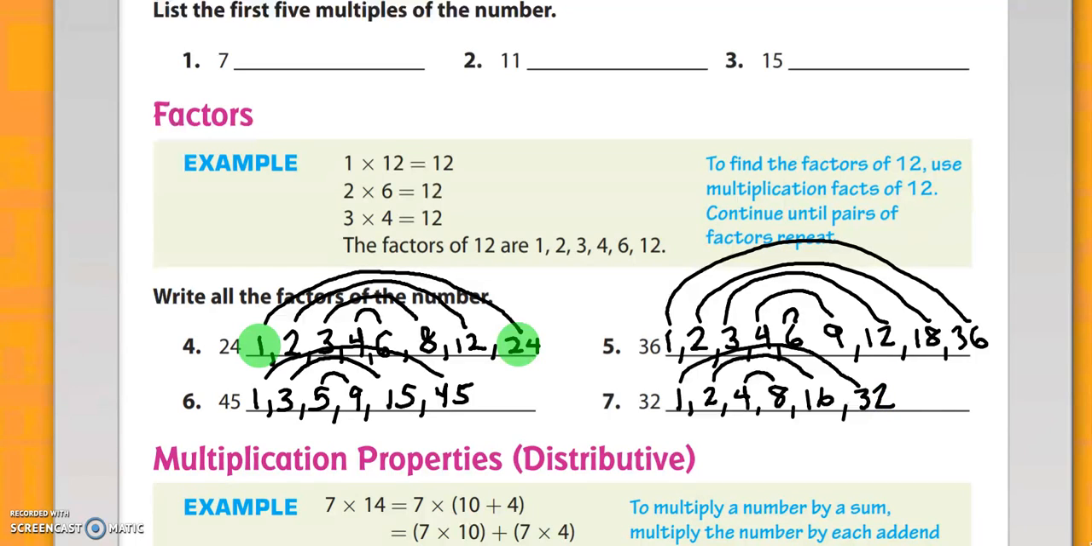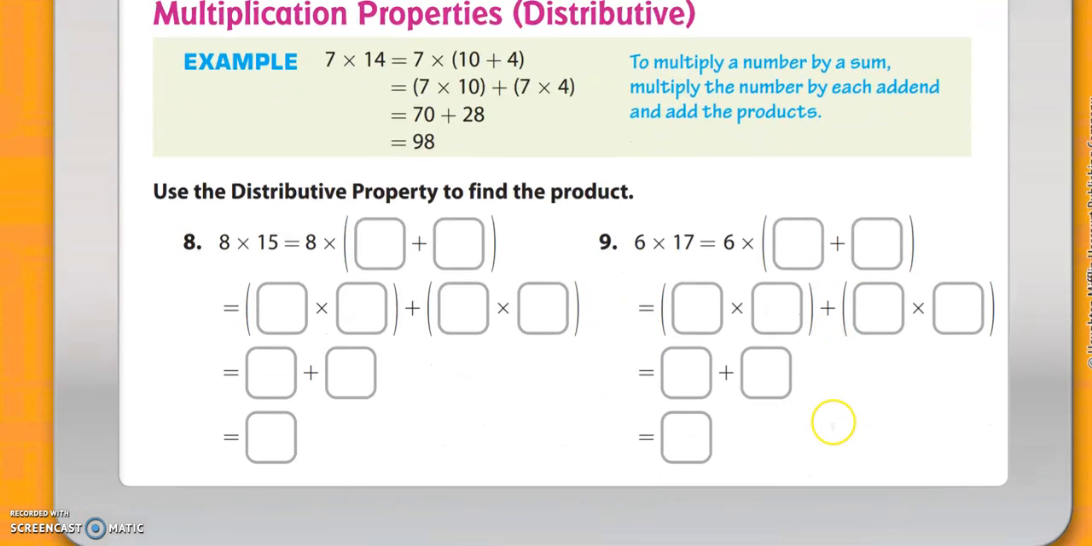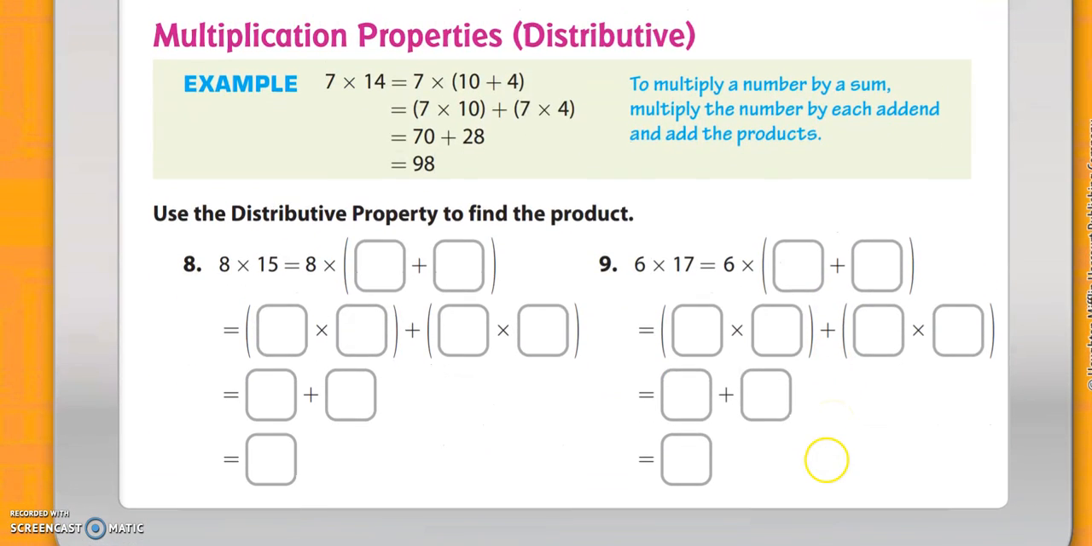All right, well, that's a good review of factors. Now let's check out this distributive property. This looks a lot more complicated than it really is. All right, so let's go up to the example and check out this distributive property. So the problem on the left is 7 times 14. Some kids wouldn't know how to do 7 times 14 just in their head, maybe if they used a multiplication chart. I want you to see what they're doing here.